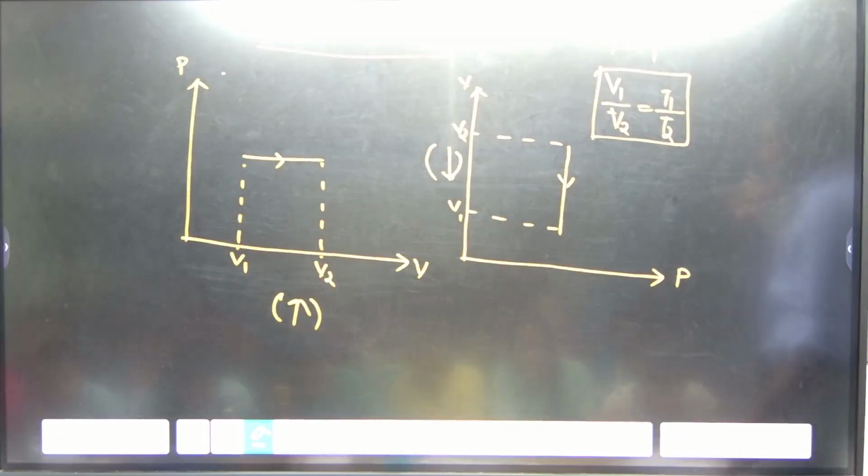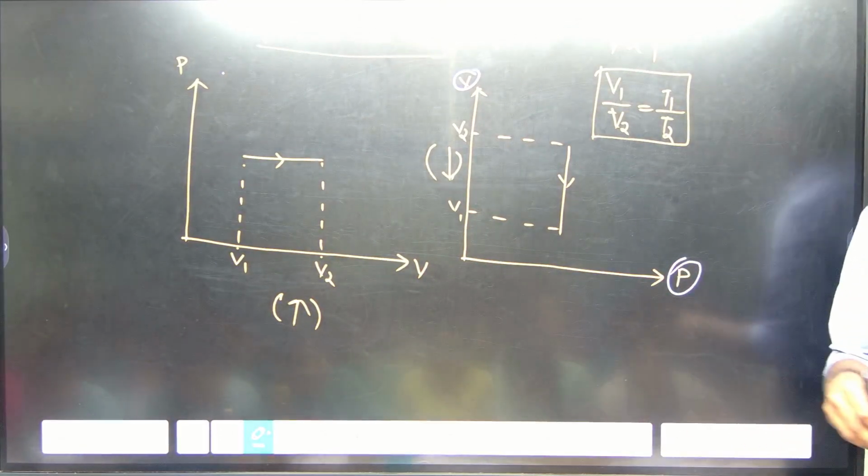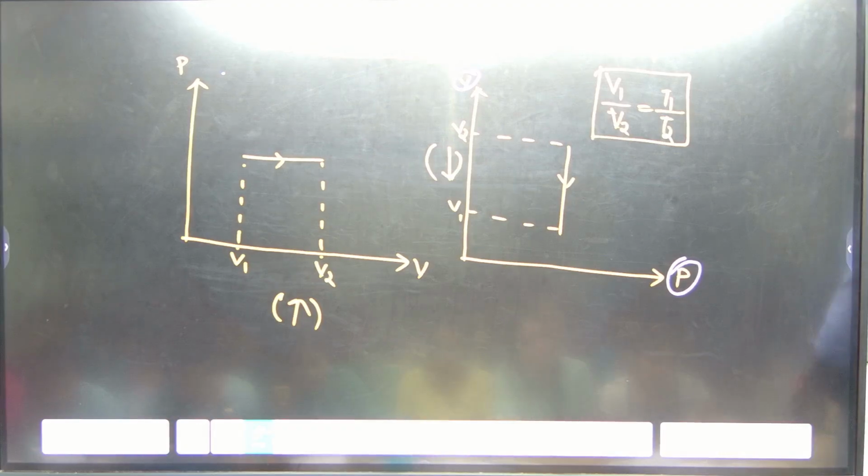So whenever you are looking at a graph, look at the axes they have given. Then decide whether it is an isobaric process or an isochoric process. The next point is completed.